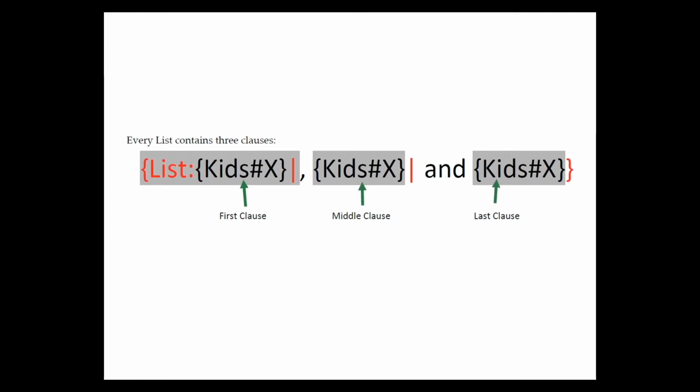And the reason for that is because if your list consists of, say, 5 items, that middle clause is going to be repeated 3 times. The first clause will be used once for the first item. The last clause will be used once for item number 5 in that list.